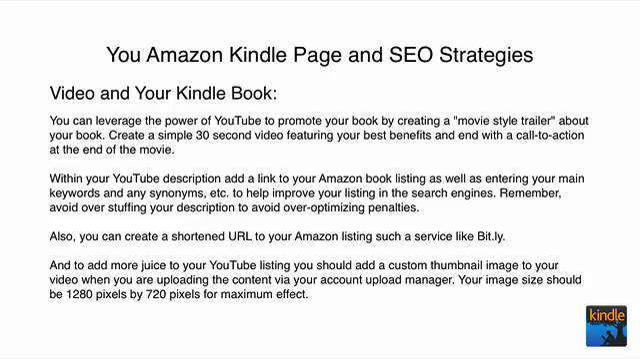And to add more juice to your YouTube listing, you should add a custom thumbnail image to your video when you are uploading your content via your account upload manager. It's suggested that your image size should be about 1280 pixels by 720 pixels for maximum effect. And I've used this strategy many times, and it really works very, very well.